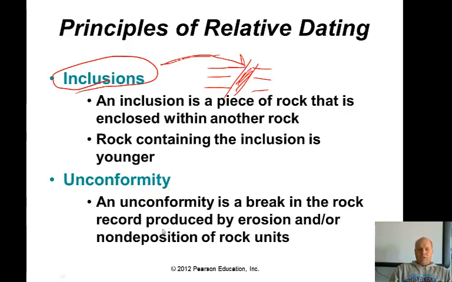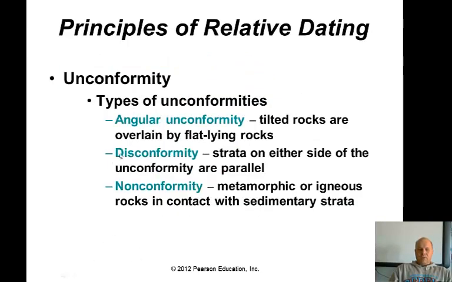And then unconformity. An unconformity is a break in the rock record. You saw how they misaligned, and then they were down like this, off of each other. The record produced an erosion and non-deposited rocks. Let me show you an example. We'll come back to those. Unconformities include angular unconformity, or tilted rocks. Disconformity: these are strata that are parallel. And then nonconformity, which is metamorphic or igneous rocks in contact with sedimentary rocks.